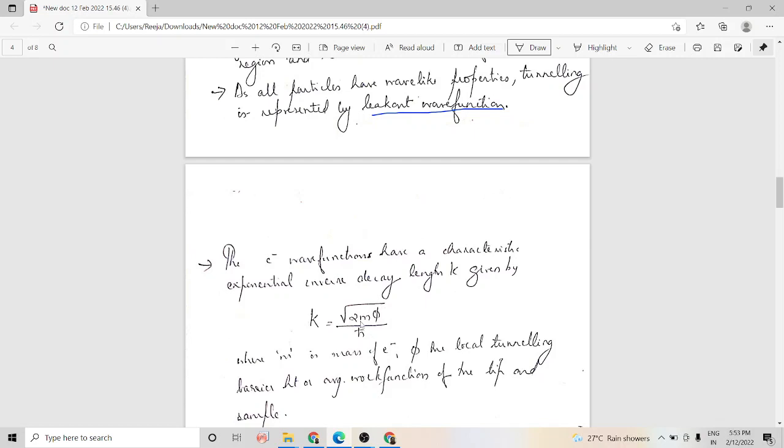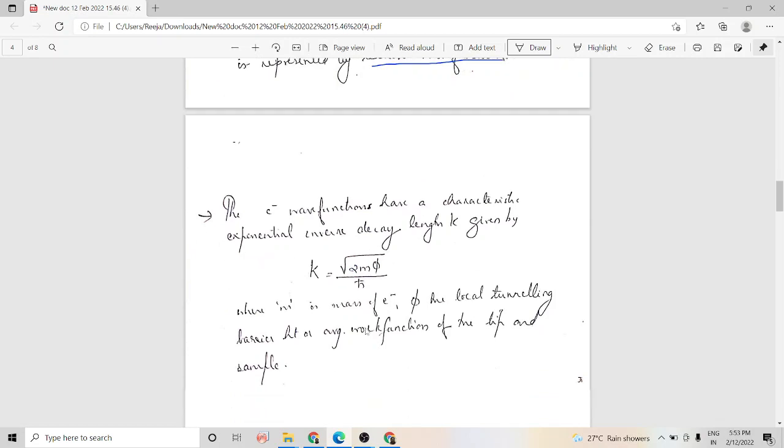So it is the potential barrier which is encountered by the electron. The wave function of the electron is characterized by such an inverse decay length k, given by root of 2mφ by ħ. You get it from the equation for momentum: p is equal to ħk is equal to root of 2mE, where the energy is represented by φ here.